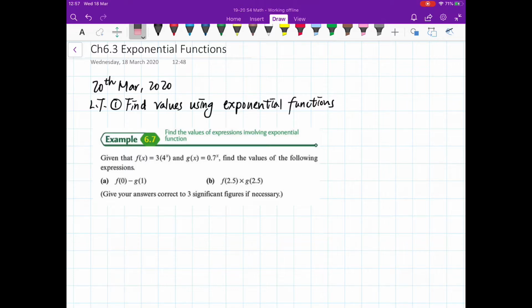Hi everyone, today we will start teaching section 6.3 Exponential Functions. So please turn to a new page of your notebook. Write down the date of today and the learning target: find values using exponential functions.